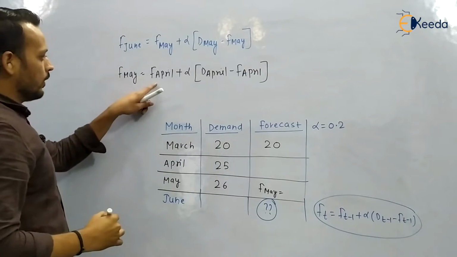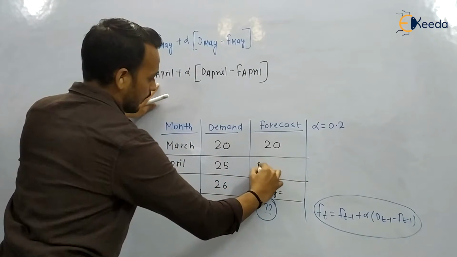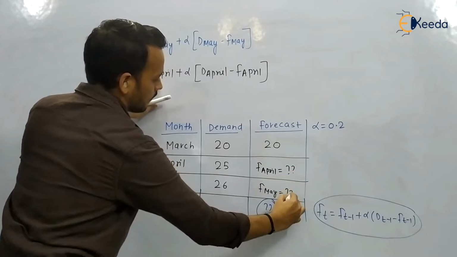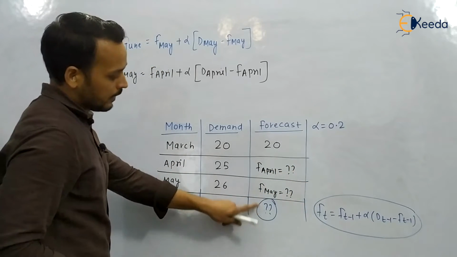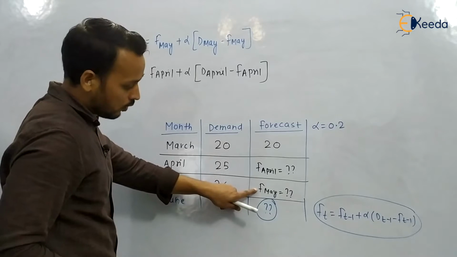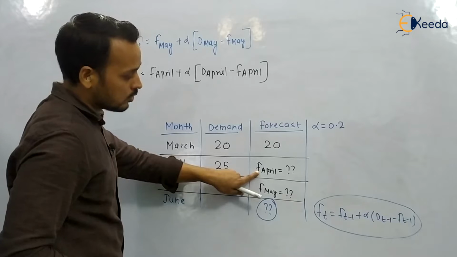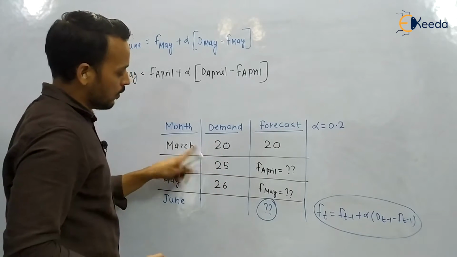Okay, if April we don't know, you can see. We have to calculate for June, but we have to use the data of May. The forecast for May we don't know, so we have to calculate for April. April also we don't know, so we will take the help of March.